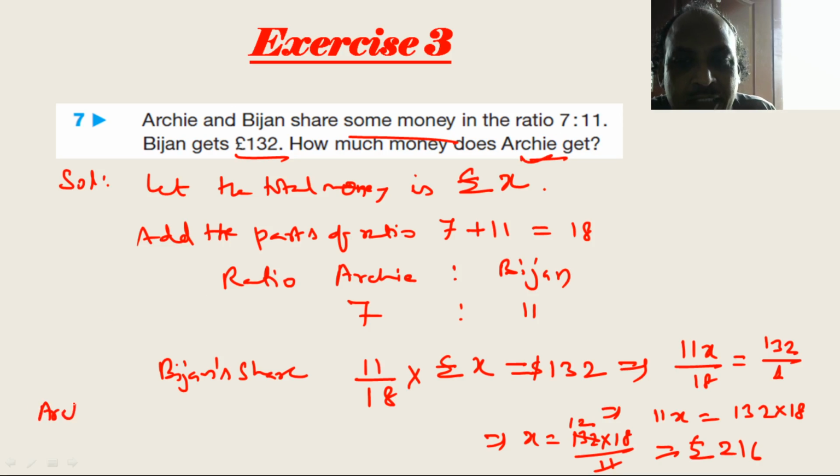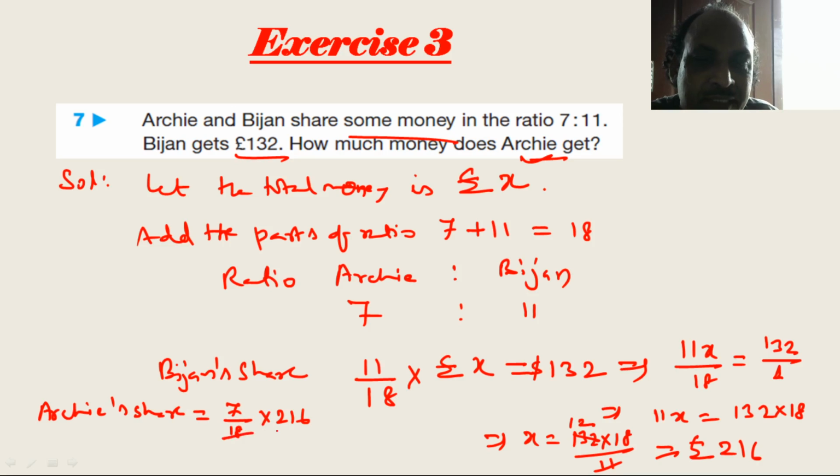So Arki's share will be equal to 7 by 18 into 216. Okay, so if we are cancelling it, it is 1 and 2. So it will be a total of 84.